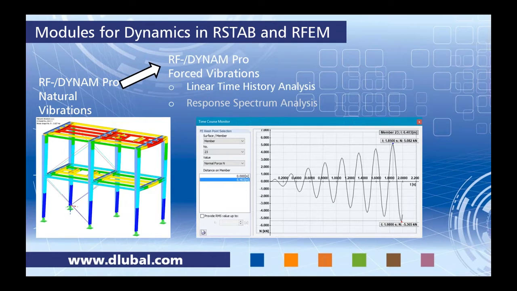From here, we can move on to RF-DYNAM Pro Forced Vibrations. This allows us to run a linear time history analysis within the program. You can see this graph here is a time course monitor. This is for a tension-only member, and we're viewing the normal forces for that member. Because this is linear time history analysis, you'll see both tension and compression forces within this tension-only member.